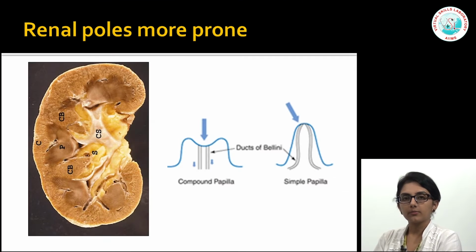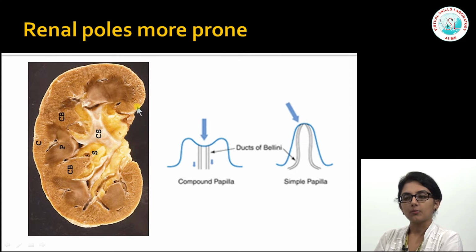So why are the renal poles more prone to both reflux and therefore pyelonephritis? This is related to the development and the embryology of the kidney. In humans also, the kidney starts as a multipapillary kidney, and then fusion of the multiple papillae occur to form what we recognize as the adult human kidney.